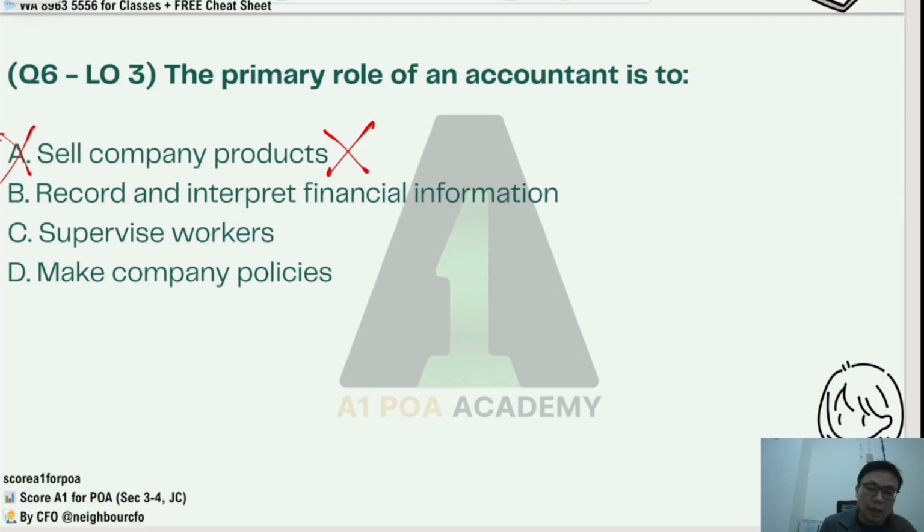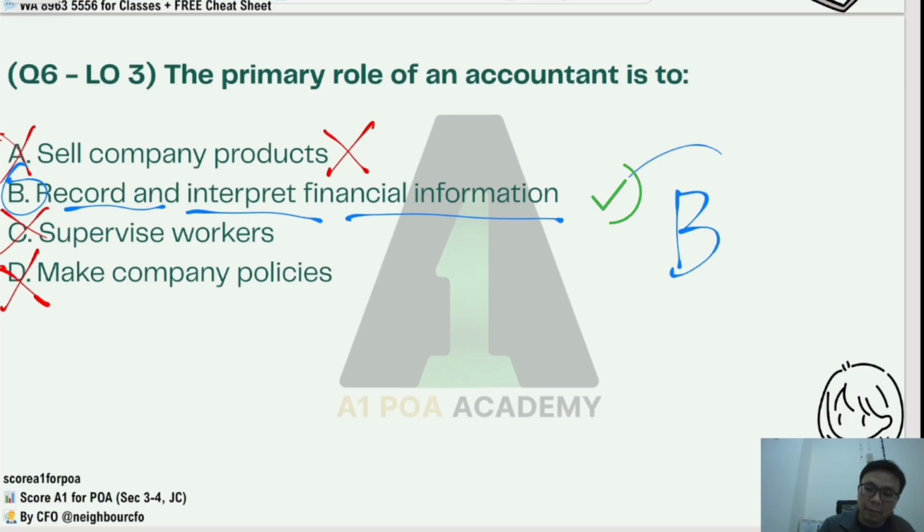C, supervise workers. Accountants don't supervise the workers, right? It is the supervisor, probably the production department supervisor, who supervises the production workers. And therefore, C is also not correct. D, make company policy. Accountants are involved in terms of the financial policy, establishing robust and sustainable internal control. But accountants don't make company policy per se. They assist, and therefore D is wrong. With that in mind, we are confident that B is the correct answer. Record, interpret financial information. So the answer is B.